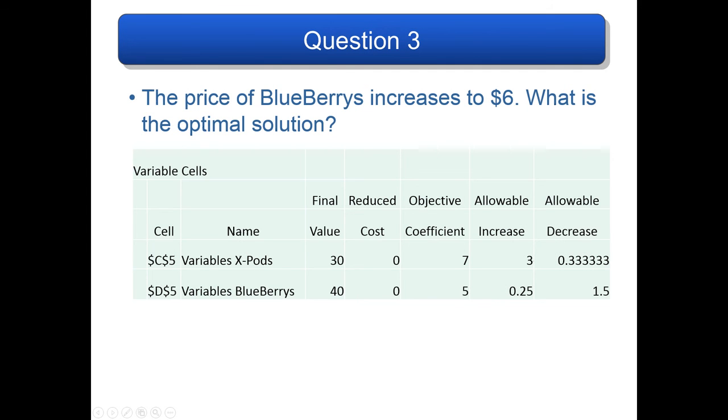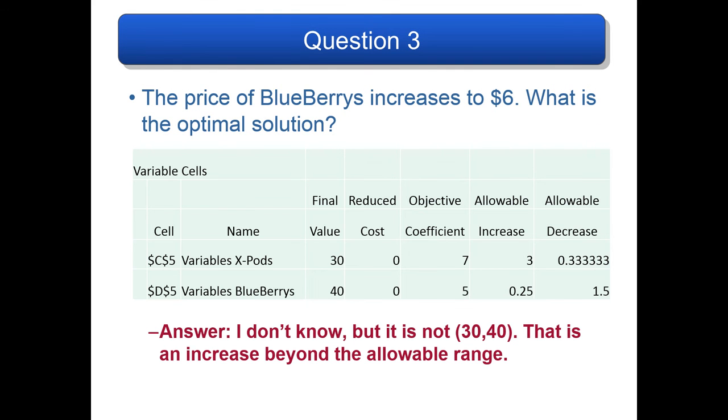All right. The price of blueberries increases to $6. What is the optimal solution? So here I'm going to look at blueberries. It says, what if the price increases to $6? Well, this solution is only feasible up to $5.25. If it increases to $6, it's outside of the current solution, so we would have to resolve. We don't know because it's beyond the allowable range that we currently have. What we do know is it's no longer going to be 30, 40 in terms of how many XPods and blueberries to produce.